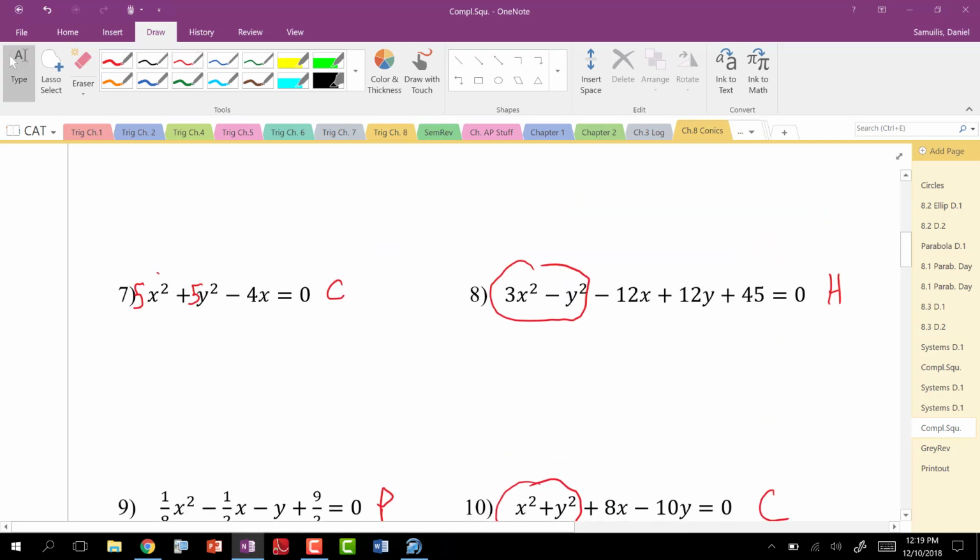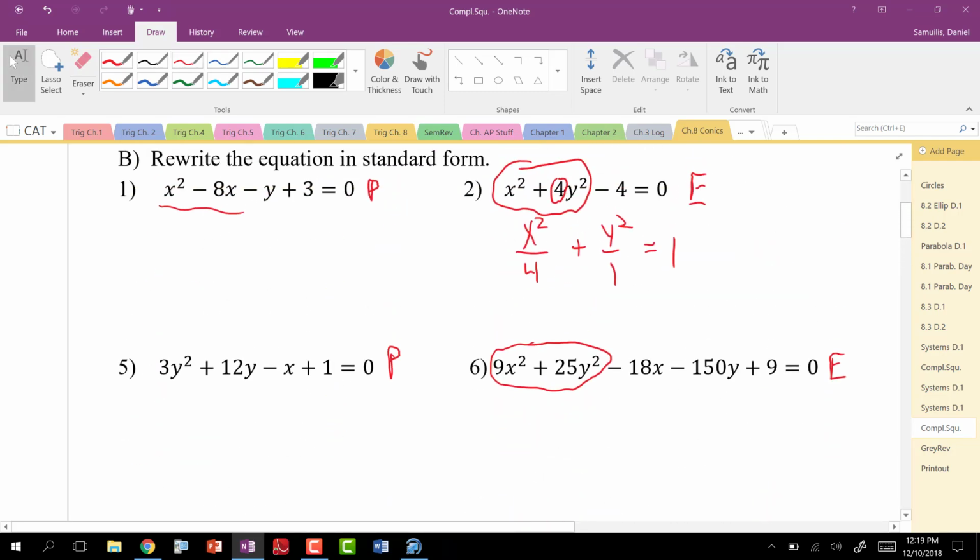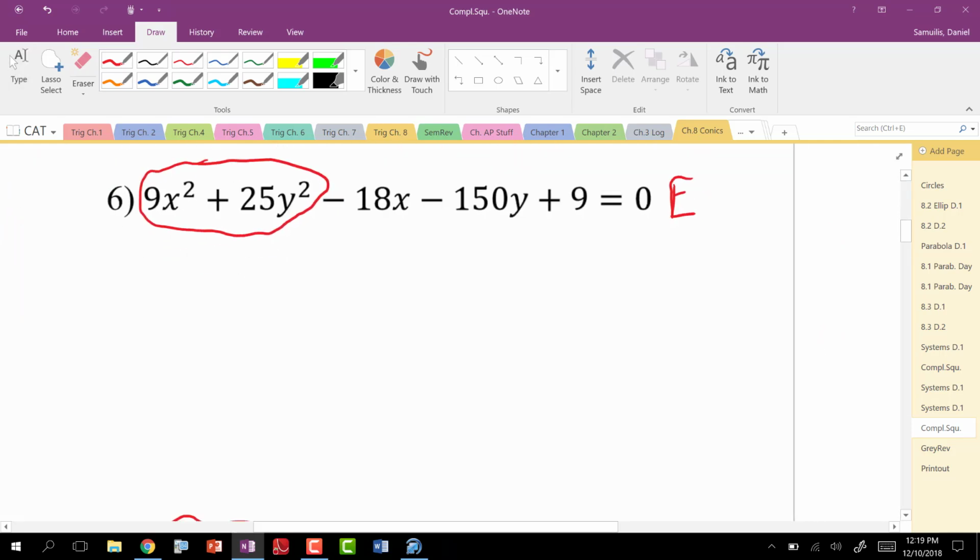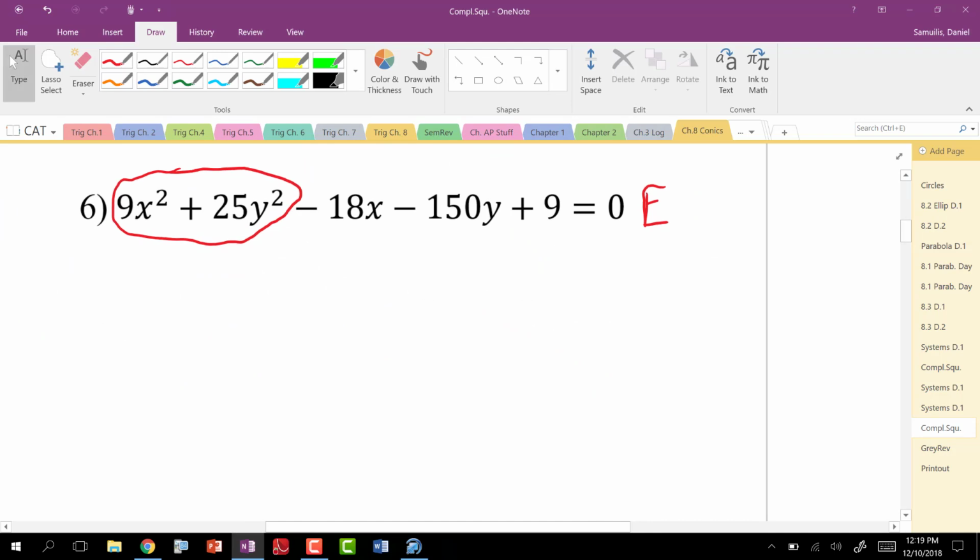Okay, now, just for time purposes, I could complete the square on these, but I'm not. I'll do number 10. We're going to start off with this one and actually complete the square, and then I'm going to graph it just for purposes of review.